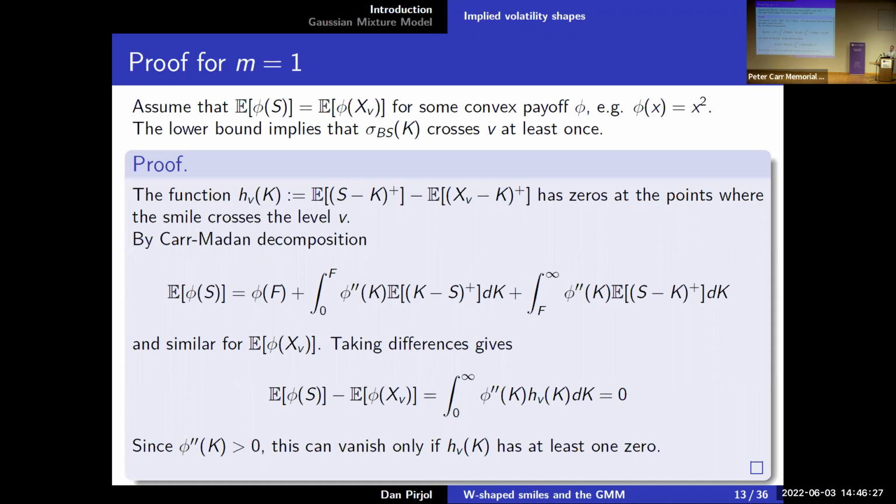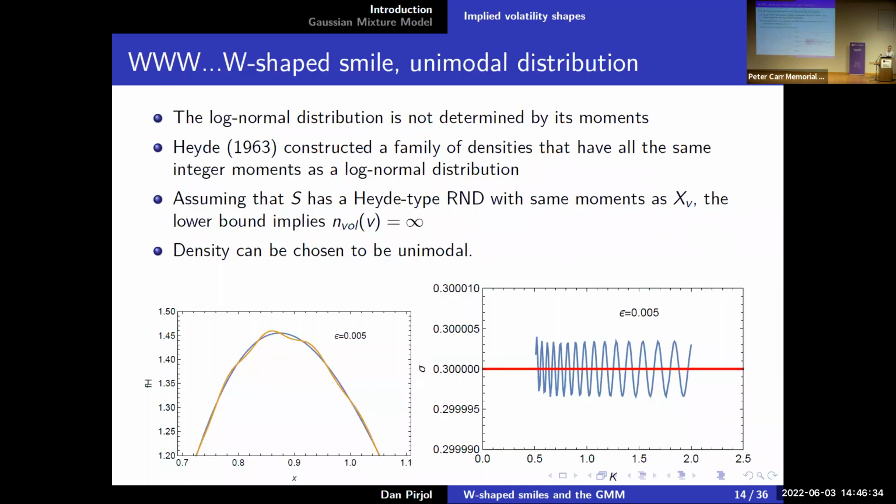This can be generalized to several payoffs. This is a bit more technical, but the same idea. But we can use this result to generate a generalization of this W-shaped smile, a unimodal reasonable distribution, which has a smile crossing a level infinitely many times. And this is how it works.